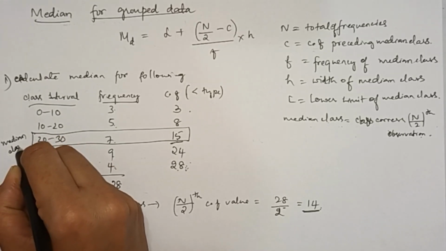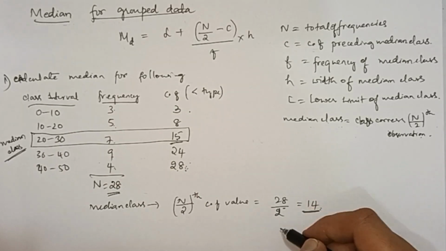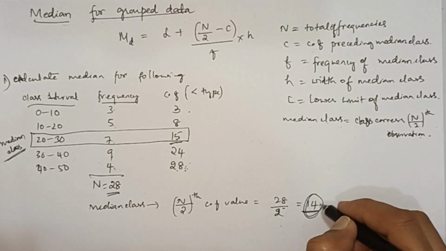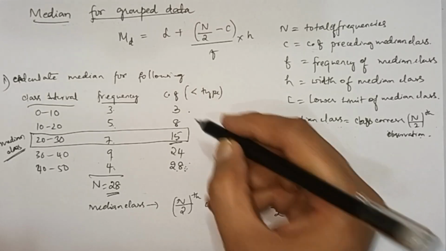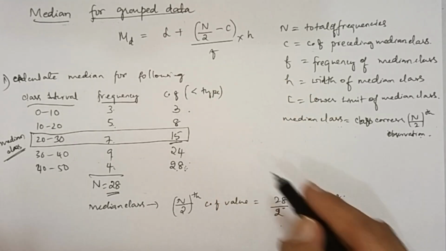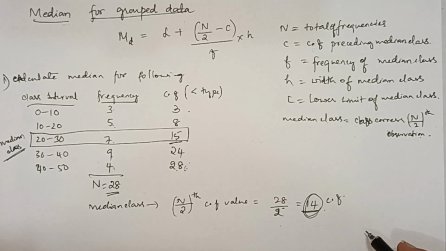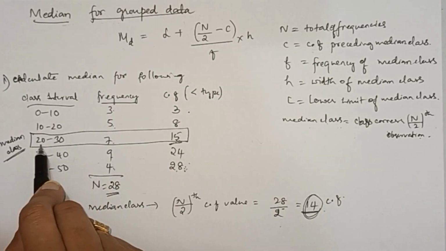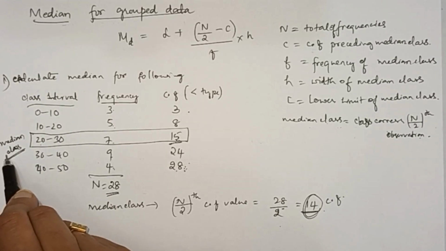This is how we calculate the median class. Find n by 2, which is equal to 14. See the cumulative frequency column where this cumulative frequency falls. This falls within 15. So the corresponding class interval is called the median class.